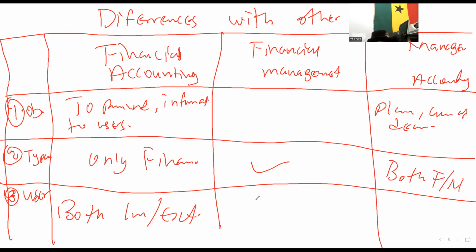But for financial management, it's only for internal use. Only what? Internal use. Any management reports are not meant to be outside. It must be within the entity. So please, let's take notice of that.